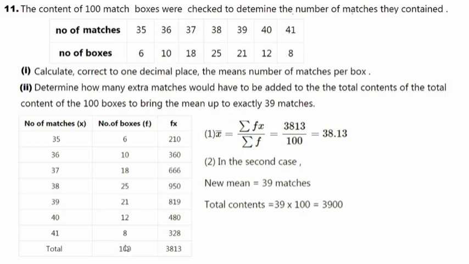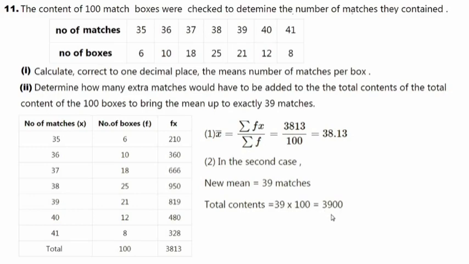So how many boxes are there in total? We have 100 boxes, right? If the mean number of matches is 39 and the total number of boxes is 100, then what will the total content be? In one box there are 39 matches, but we have 100 boxes. So in 100 boxes, what will be the total content? It will be 39 into 100, which is 3900, isn't it? So the total content is this much.